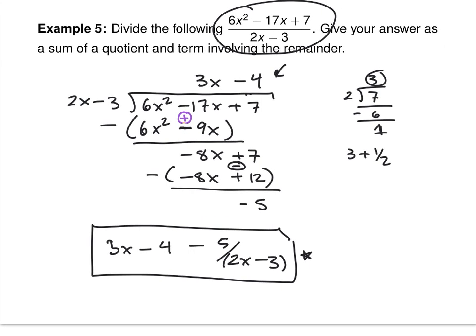Does it matter that the negative sign is in front of the 5? You'd have to do something like 3x minus 4, you could say plus negative 5 over 2x minus 3 is also okay. Does that make sense? There needs to be a sign between them, because if there is no sign, it means multiply. That's the default sign in math. So no sign means multiply. If you don't mean multiply, put something else there.